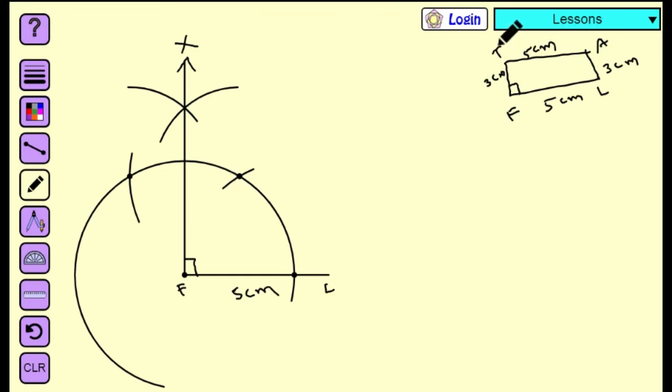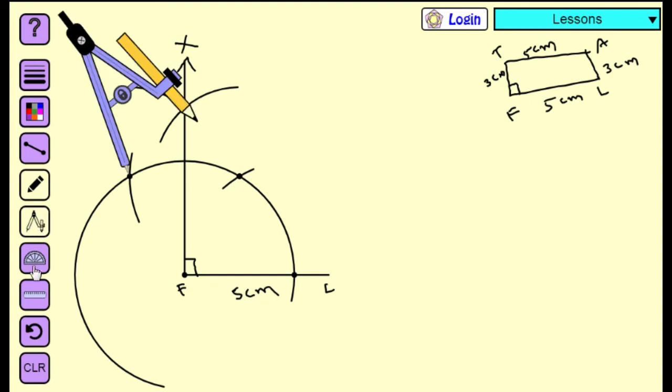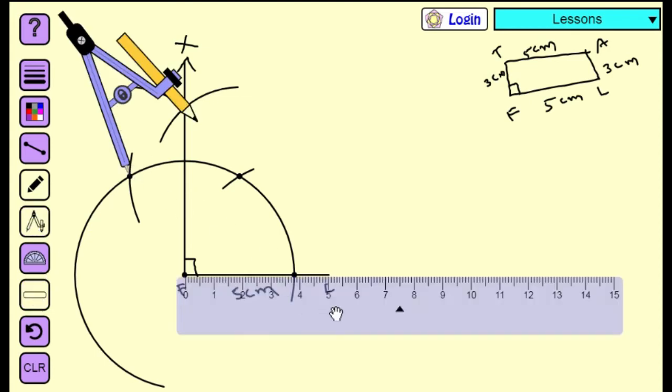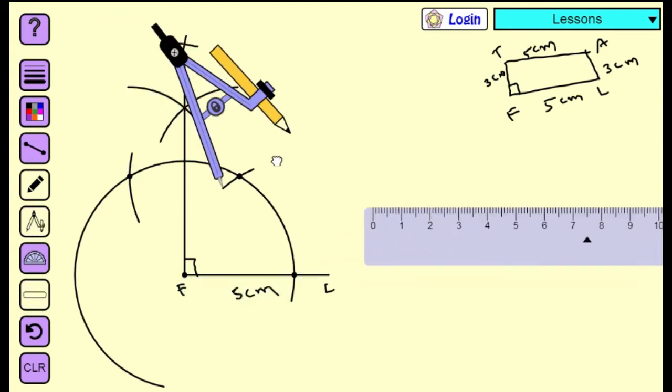Now we are locating the point T on this ray FX. So for that you should take the compass and take the compass radius length as 3 centimeters.